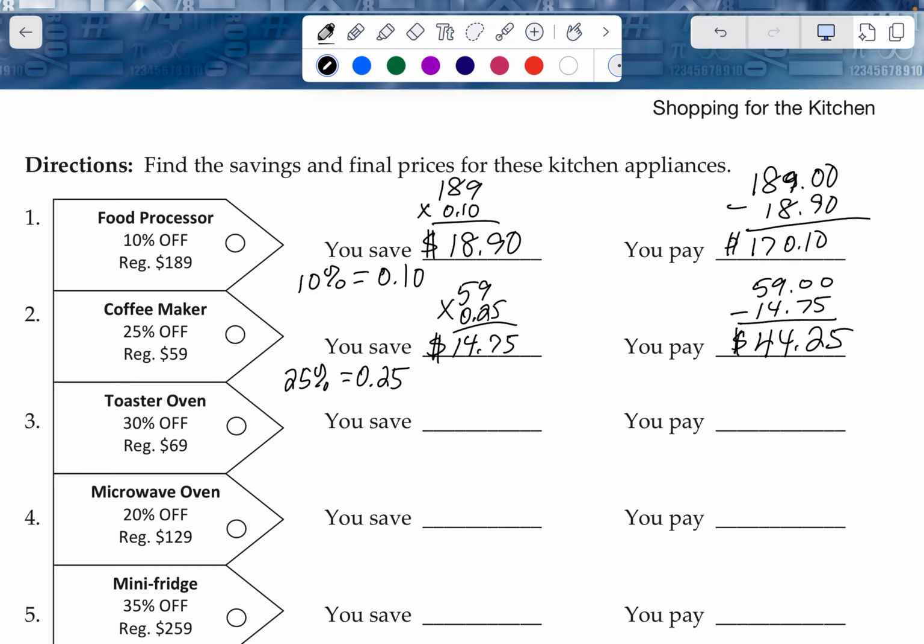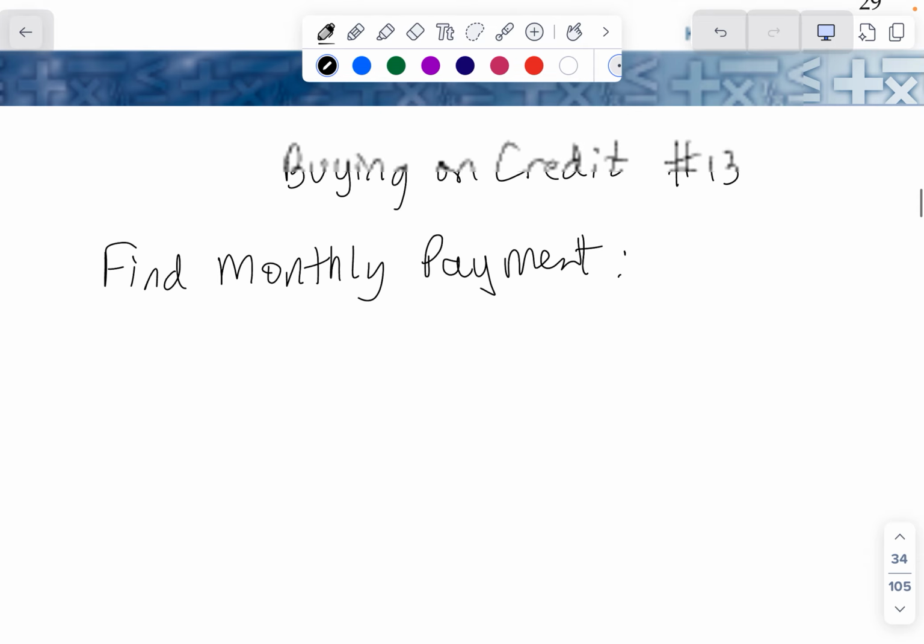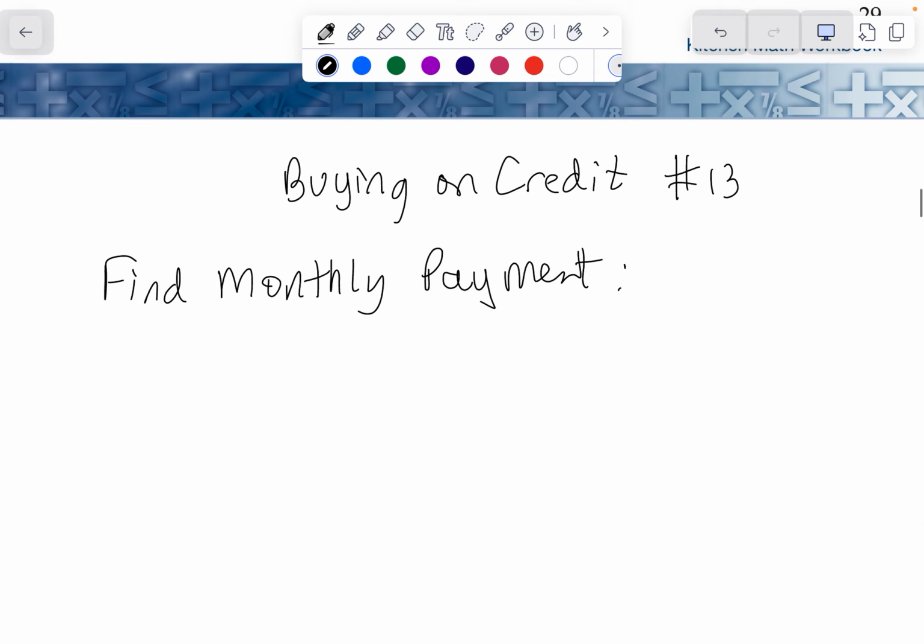Okay, so that's all you're doing for that page. Nothing too crazy. Could you now, somewhere, wherever you're putting number 13, it's buying on credit. Let's just talk about how you find your monthly payment.